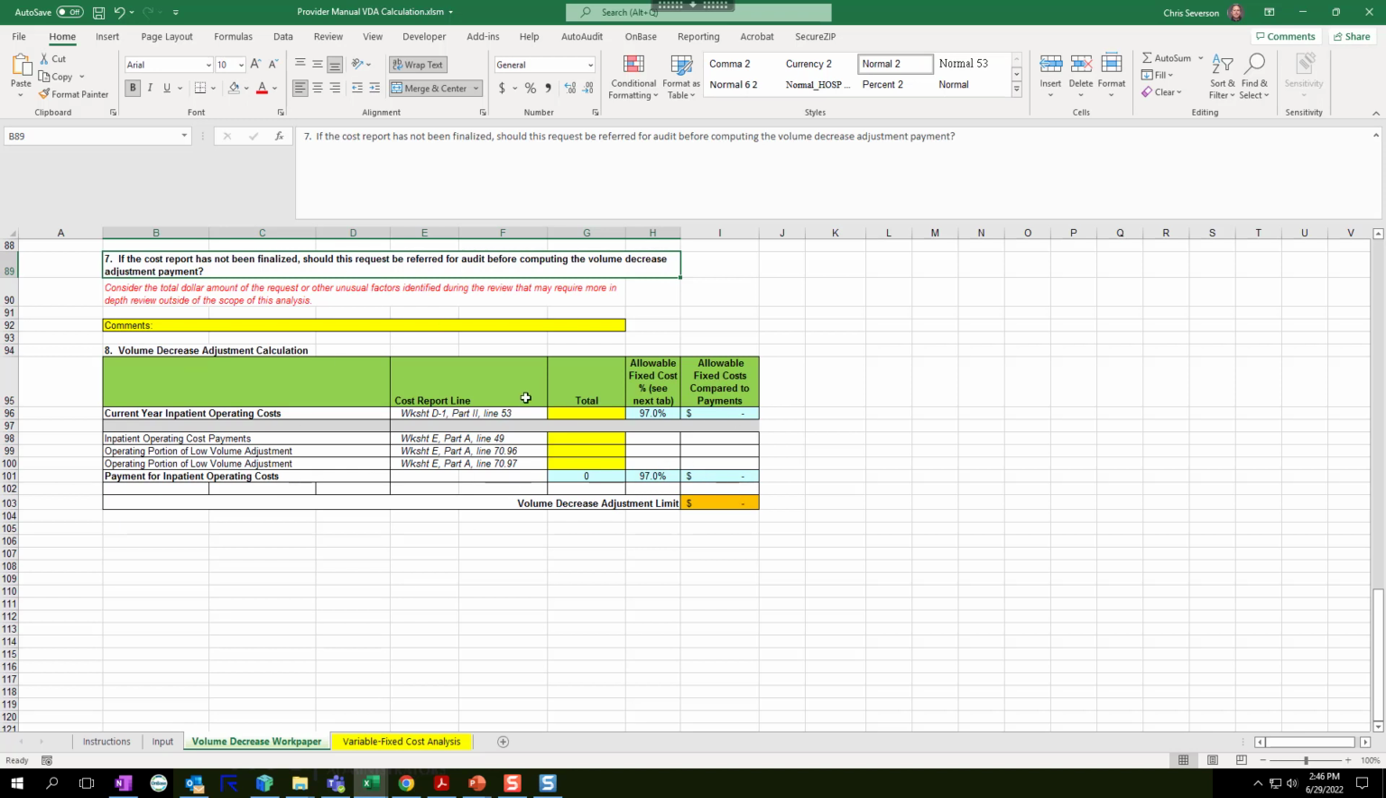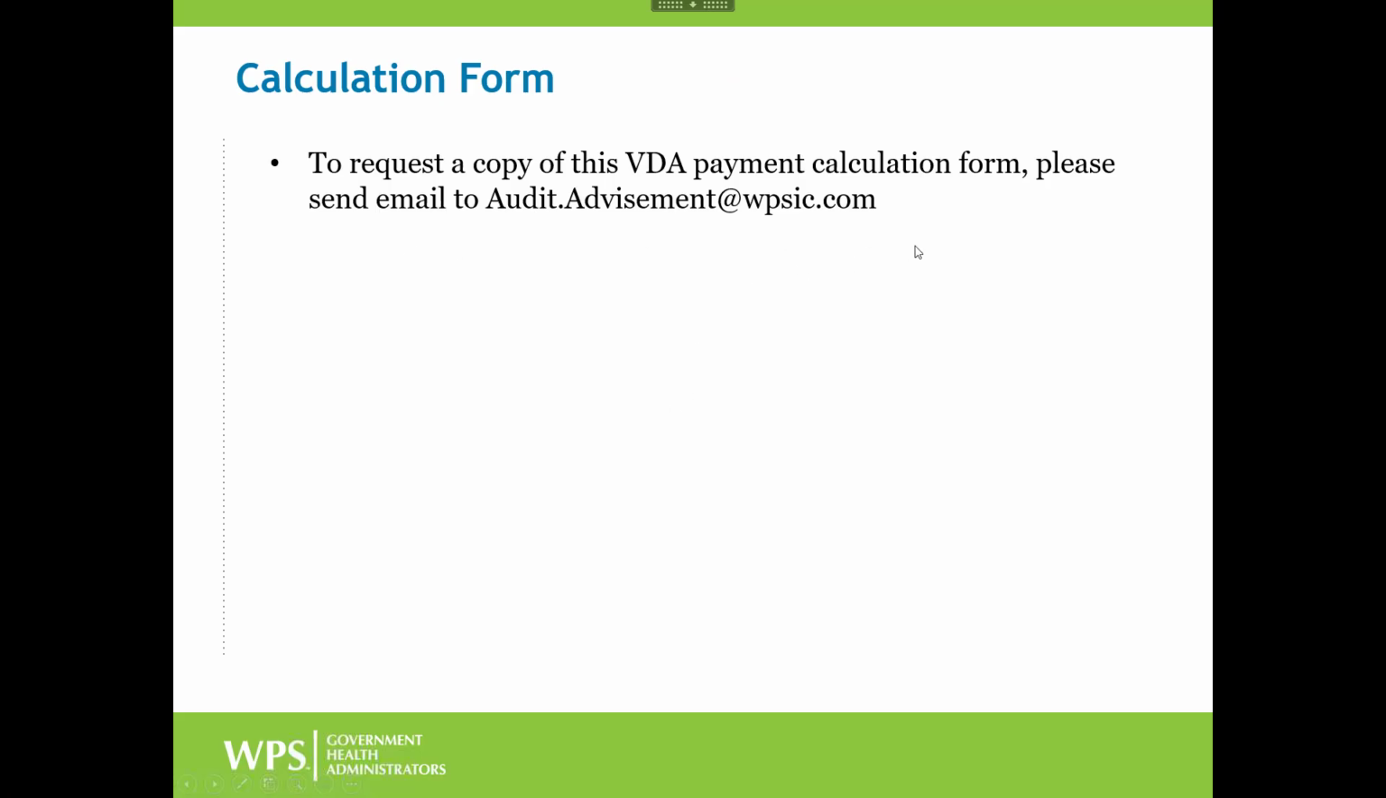So this is the work paper that our internal auditors use for this, and hopefully, if you do believe you qualify for this, it'll help you to submit the proper documentation for this review. The only other thing I wanted to mention is that if you would like a copy of that form, please send me an email and I could respond with that copy so you can send that in.